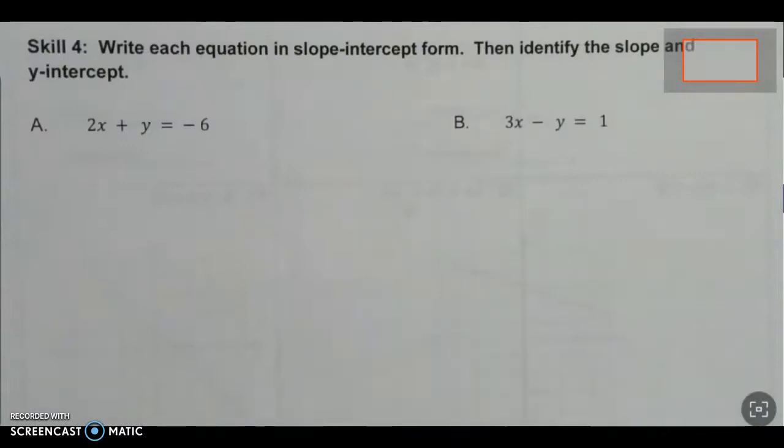So I've turned to page 21, and this is skill 4. Skill 4 is figuring out slope and y-intercept when you're given the equation in standard form. So you actually cannot see the slope and you cannot see the y-intercept from its current state. Okay, so what we're going to do is some rearranging so that we can see the slope and we can see the y-intercept.